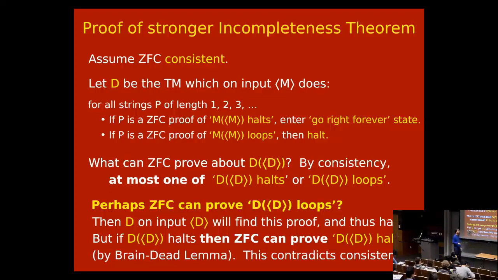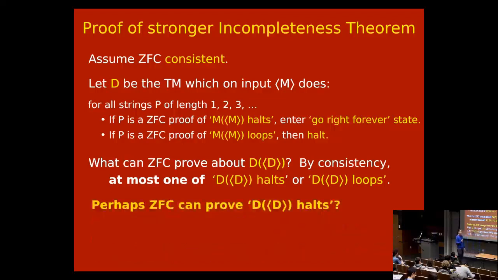Okay, so by its consistency, at most one of these two statements can be proved. And we just showed that this one cannot be proved. And now I'm going to do the same thing. I'll prove by contradiction that this one also can't be proved. D of D halts. It's very similar, just a tiny bit trickier. So let's assume for the sake of contradiction that there is a proof of D of D halts.